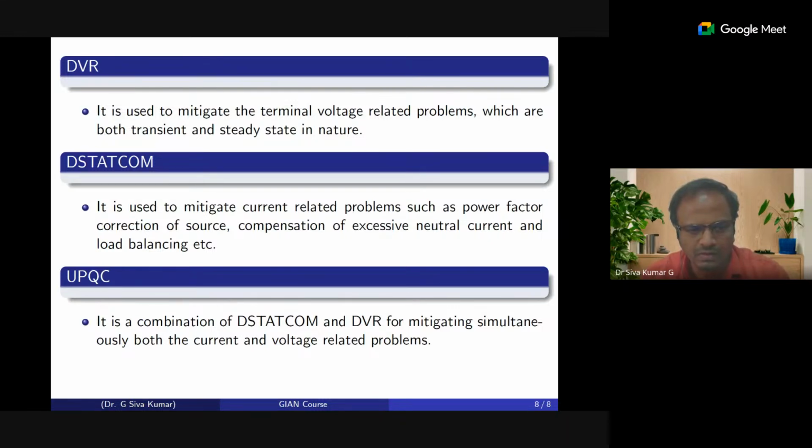improvement also. And the last one is the unified power quality conditioner. It is a combination of the D-STATCOM and the DVR for mitigating both the current and voltage related problems simultaneously.